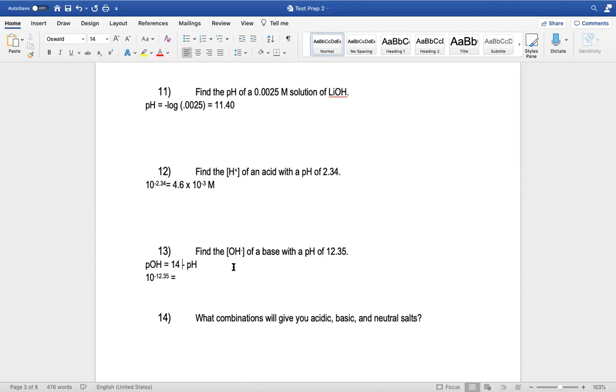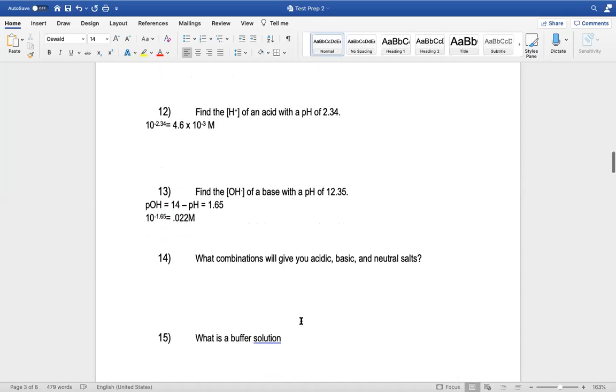So we do that. It's equal to 1.65. And then we plug that number, the pOH, into here. Erase that, 1.65. And then we get 0.022 molar. 0.022 molar. There we go.